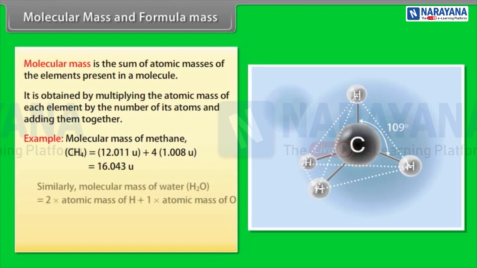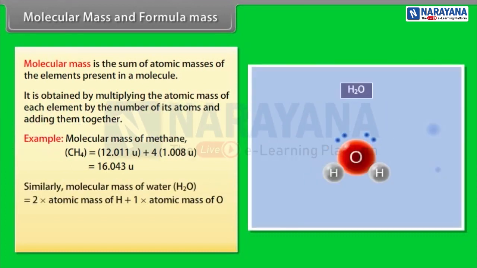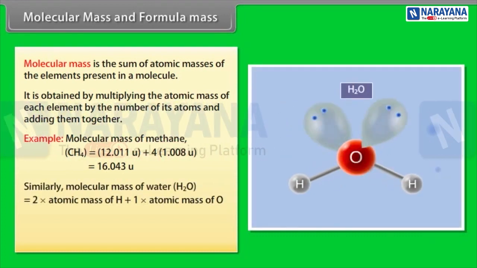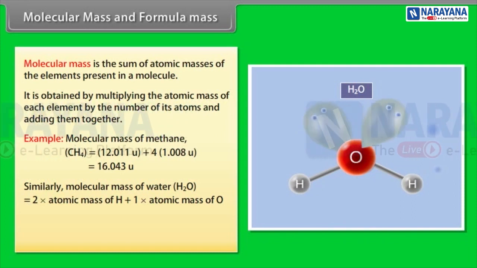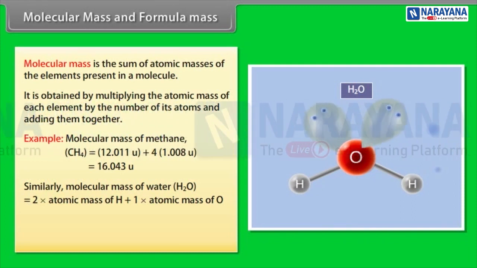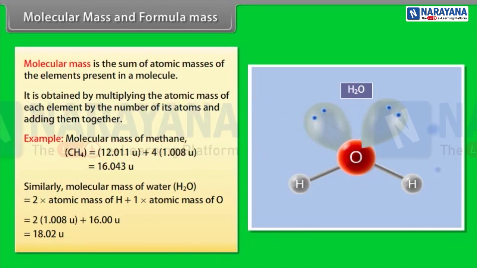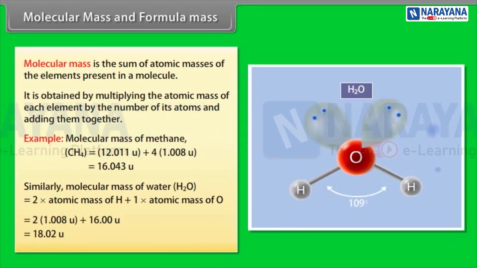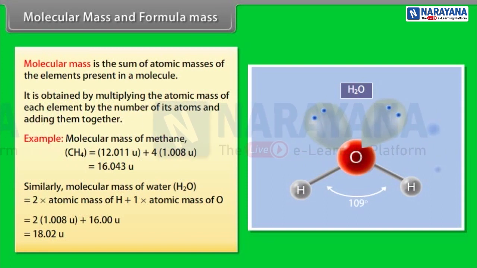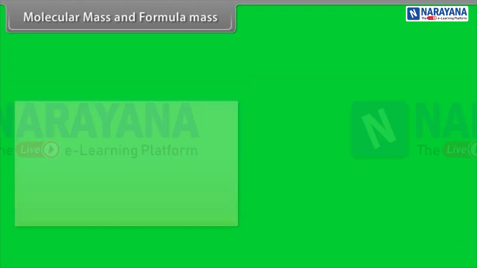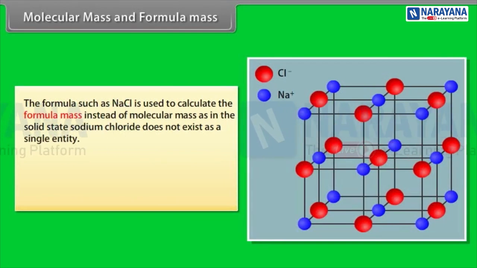is equal to 16.043 u. Similarly, molecular mass of water, H2O, is equal to 2 × atomic mass of H plus 1 × atomic mass of O, which is equal to 2 × 1.008 u plus 16.00 u, which is equal to 18.02 u.